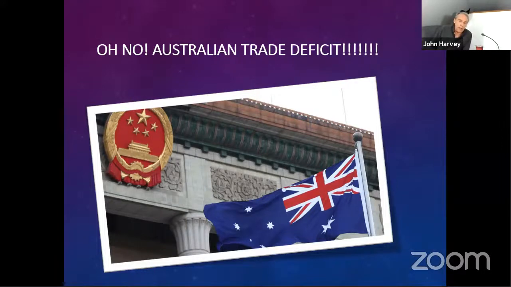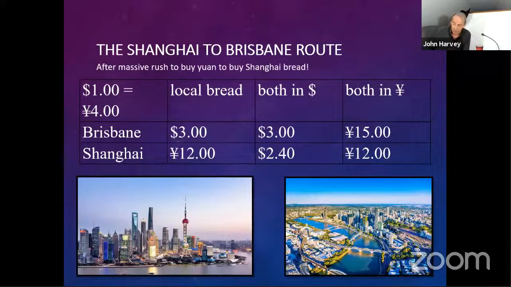Everyone's trying to buy all that great cheap Chinese stuff that's identical, because we are assuming it's the identical loaf of bread. And so eventually what happens is, back up here, and watch the top left. $1 equals 5 yuan. Now it's 4. All right, and when we go to 4, I haven't changed the other columns yet. I haven't changed both in dollars or both in yuan yet.